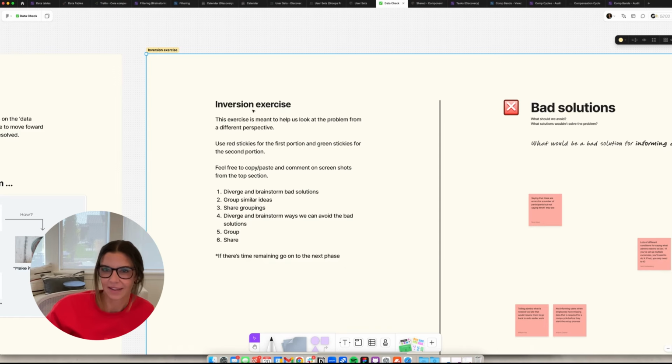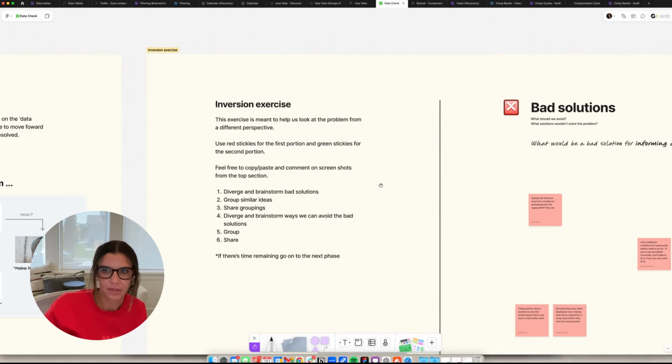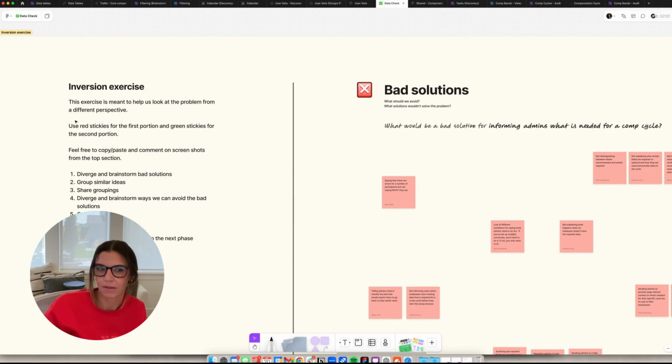And this felt like a good one because we had this idea in our head of just how we could solve this. And so stepping back, I said let's look at this from a different perspective, because we're so dialed in on how we can solve this already. Let's step back, abstract it, and then start thinking about this in a different way. And we call this the inversion exercise, where we brainstorm bad solutions.